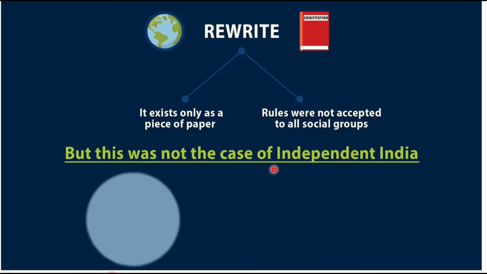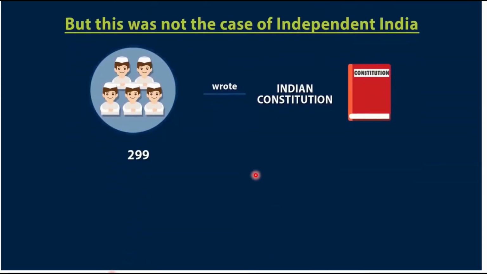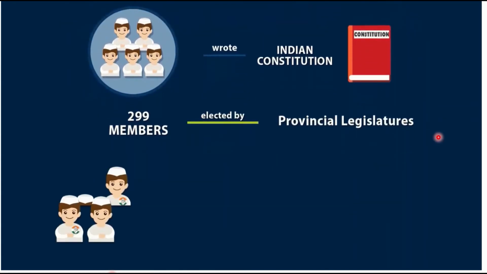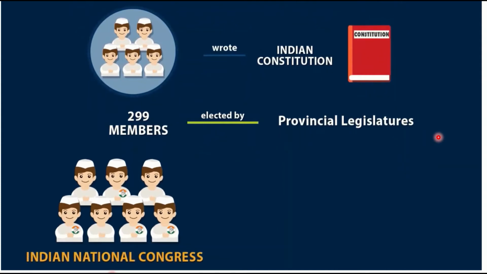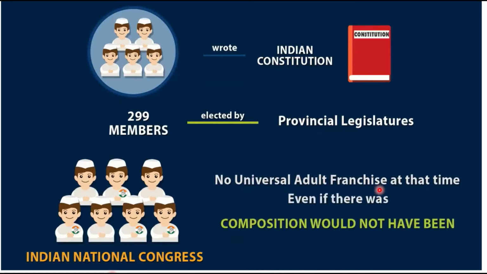But this was not the case in independent India. The Indian Constituent Assembly had 299 members who were elected by the members of the provincial legislatures. The assembly was mostly dominated by the Indian National Congress that led the freedom struggle. There was no universal adult franchise at the time.